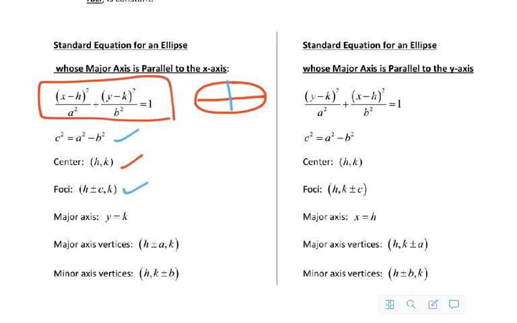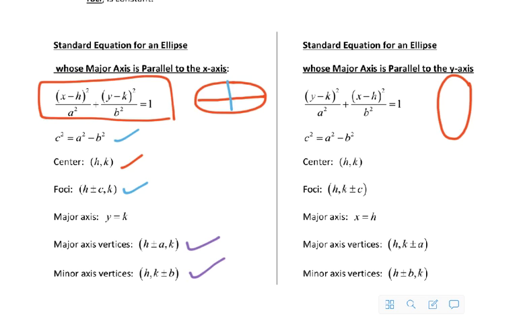A lot of times we can just look at our picture to determine where all the vertices are, but for the vertices on the ends of the major axis, you can add and subtract a from h to get the major axis vertices. And you can add and subtract b from k to find the vertices on the minor axis.